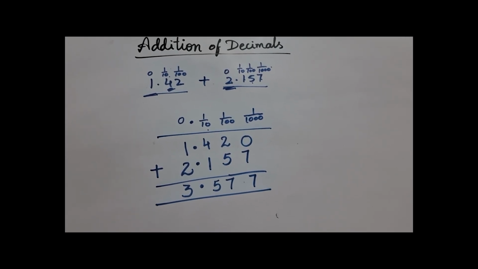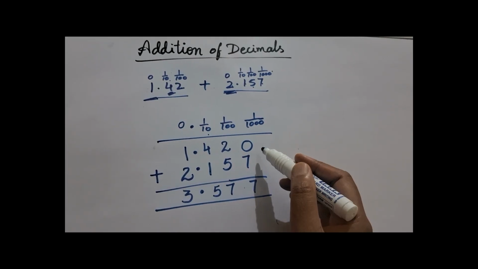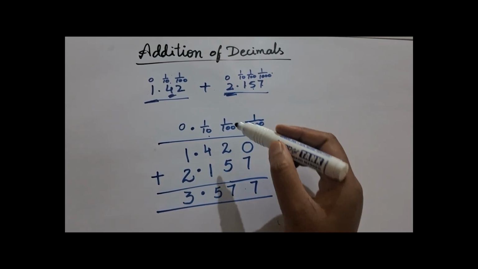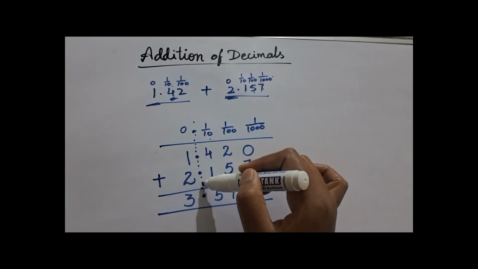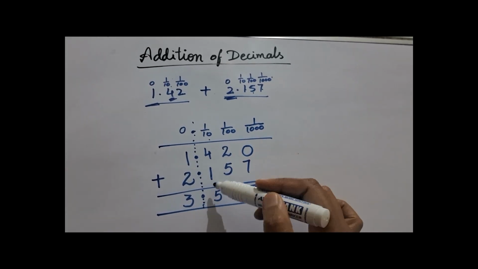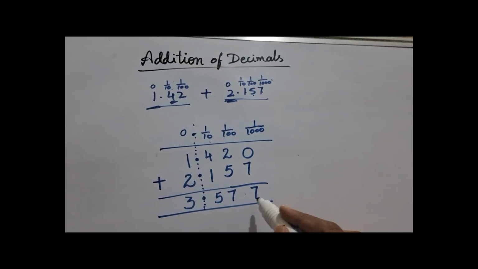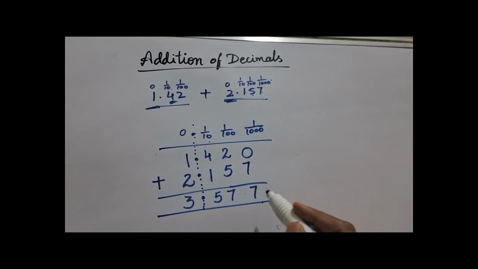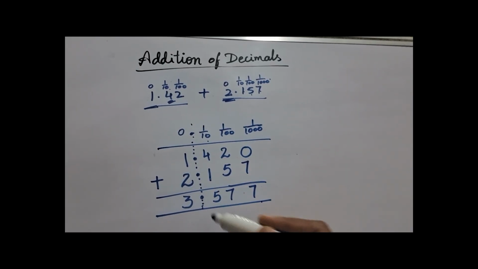We have to be very particular about the places, children. Okay, and we can observe that the decimal points of this number, this number and the answer, the resultant number, came in the same line.